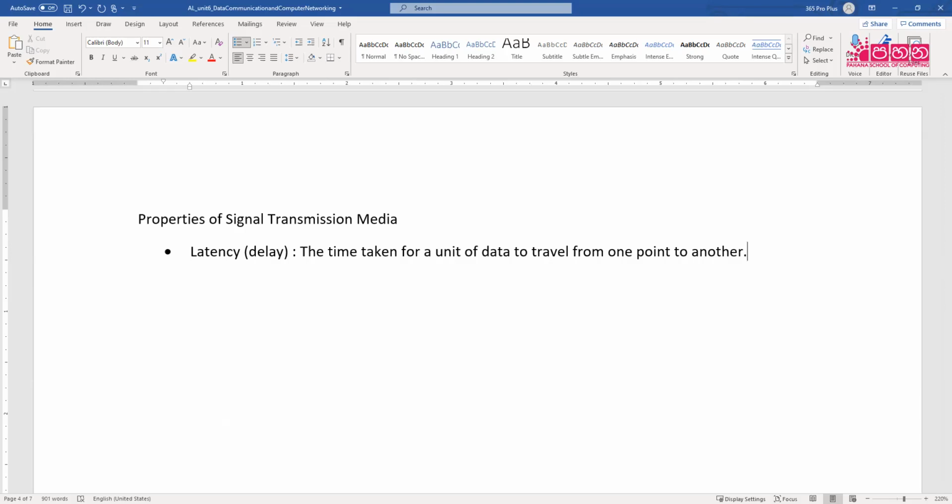So to measure this one, we are using milliseconds, right? Usually the unit which is used to measure latency is millisecond. So we are using milliseconds, or ms.